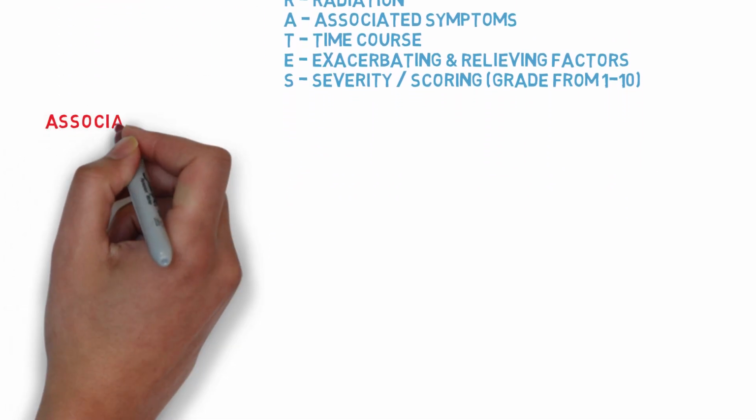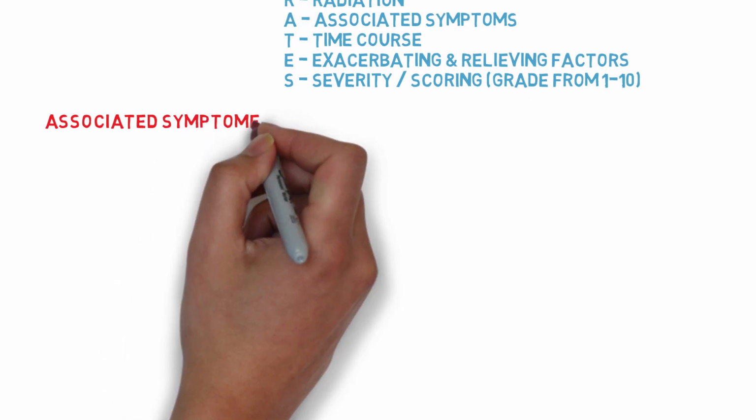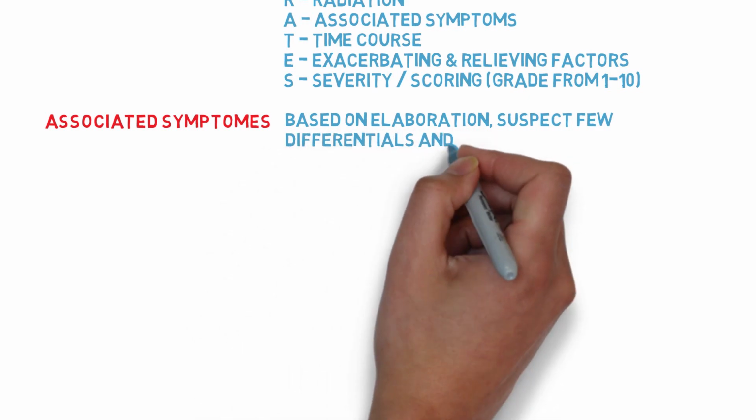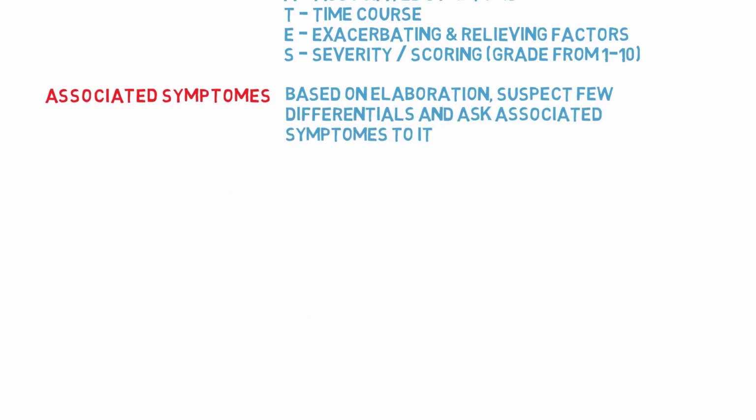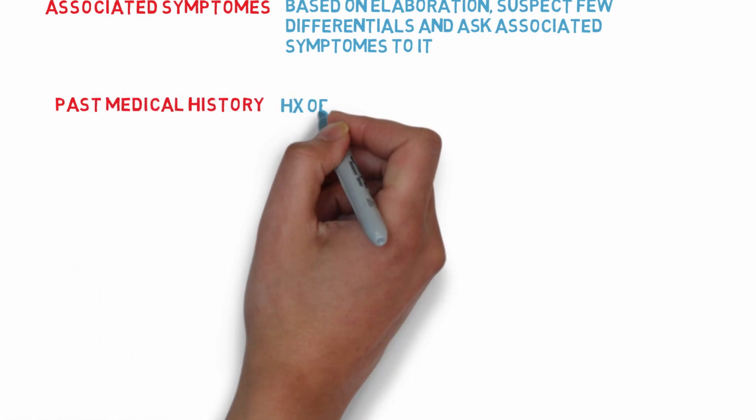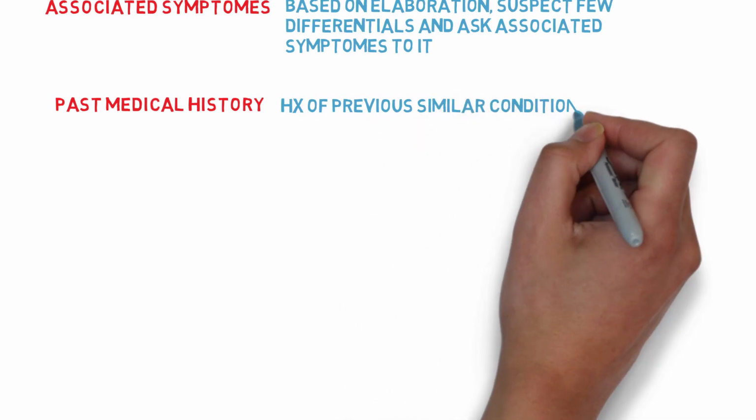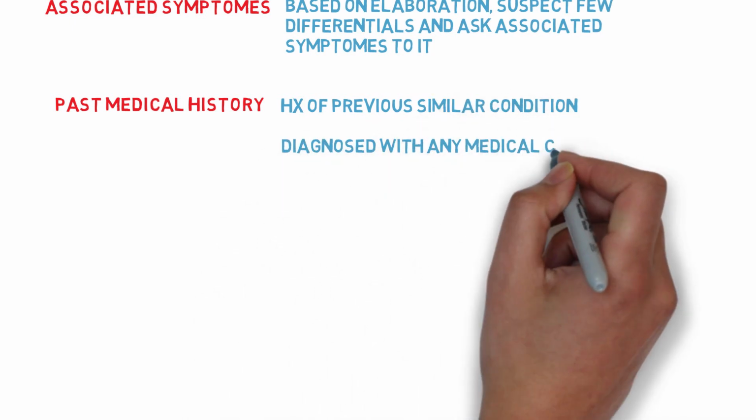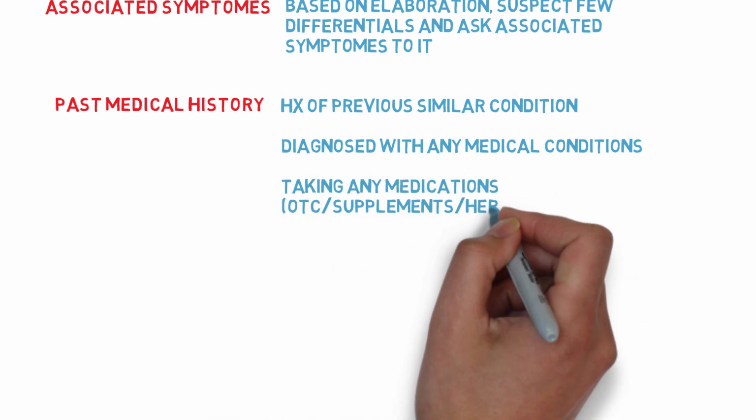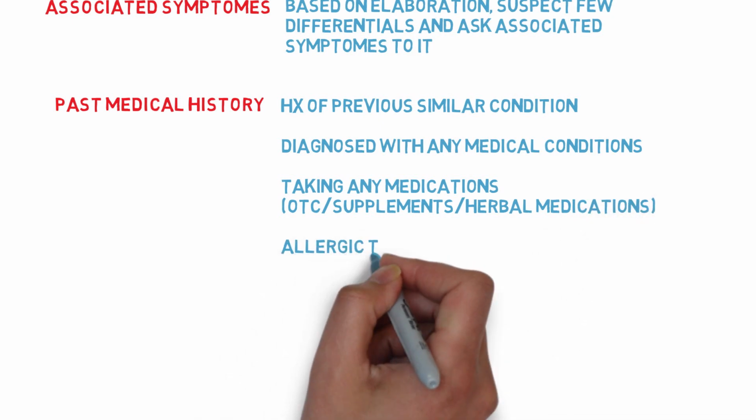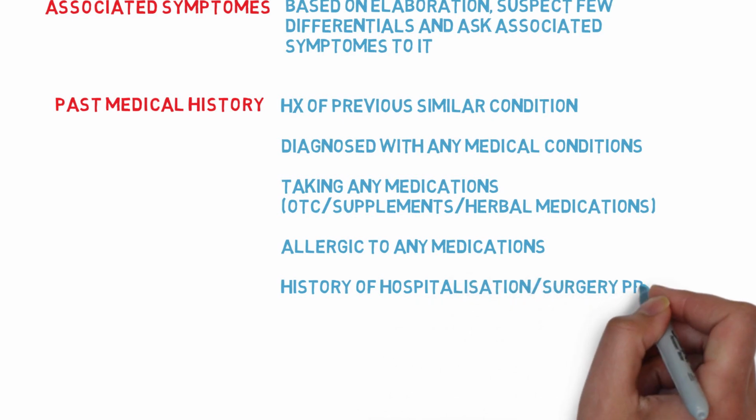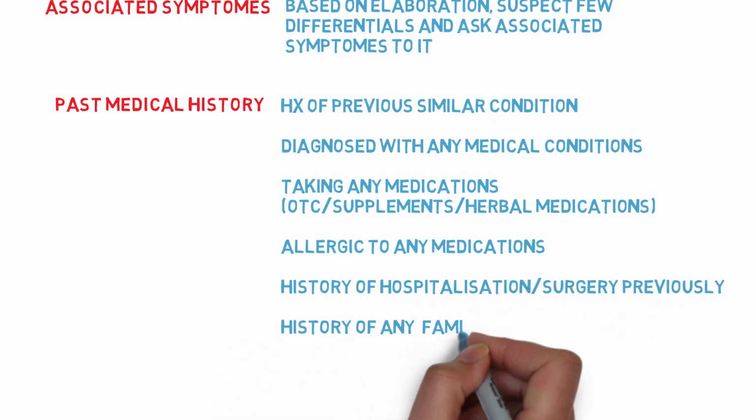After elaboration, inquire about associated symptoms. Based on elaboration, suspect a few differentials and ask associated symptoms of them. Now, past medical history: we will ask for history of previous similar conditions, diagnosed medical conditions, taking any medications including over-the-counter medication, any supplements or herbal medication, allergy to any medications, history of hospitalization and previous surgery, history of any family diseases.